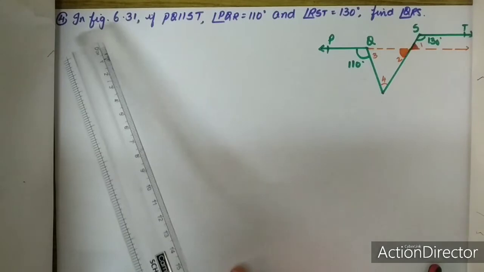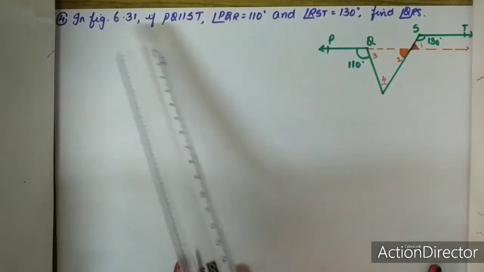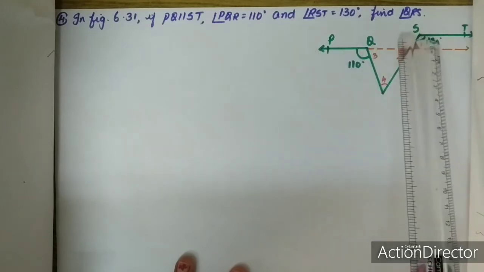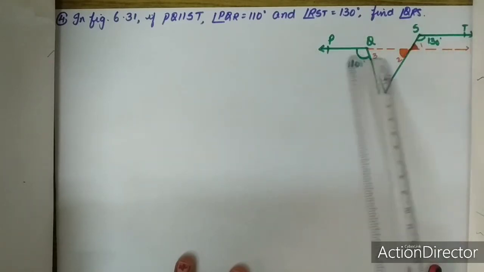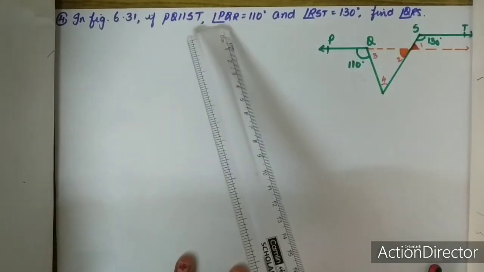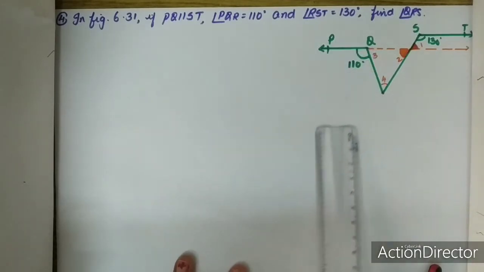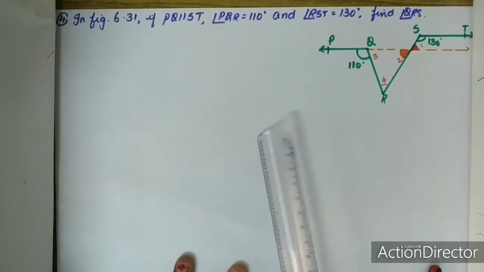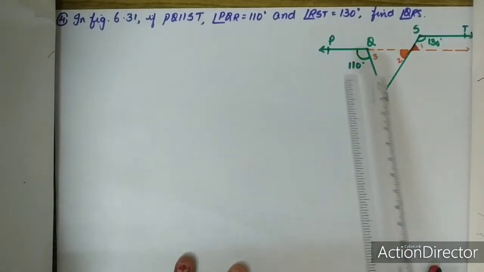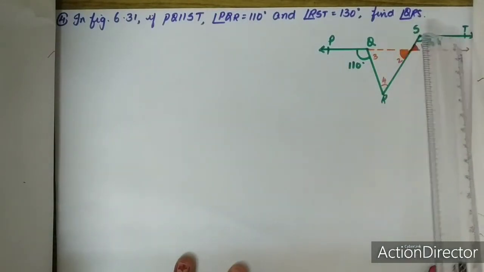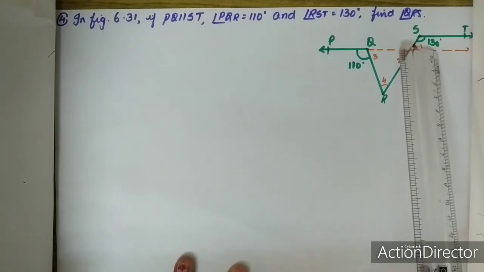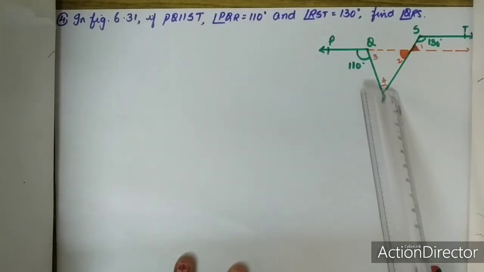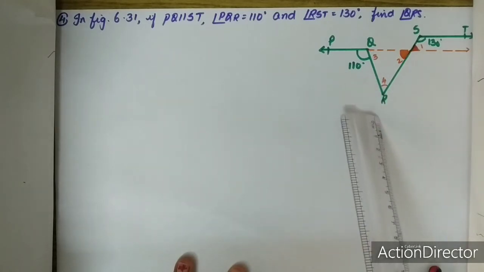Now coming to question number 4, you can look at the figure. PQ is parallel to ST, these two lines are parallel as given over here, and angle PQR is equal to 110 degree and angle RST is equal to 130 degree. You have to find angle QRS. This angle you have to find.